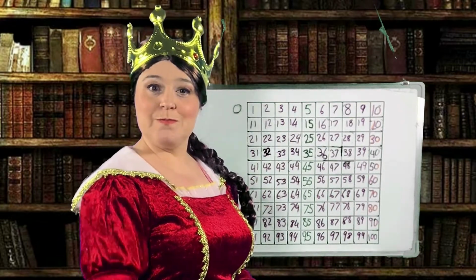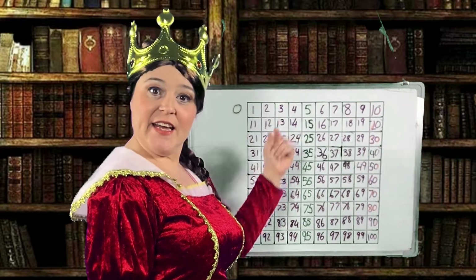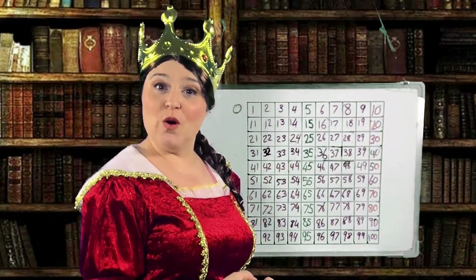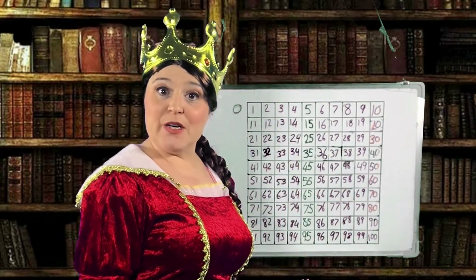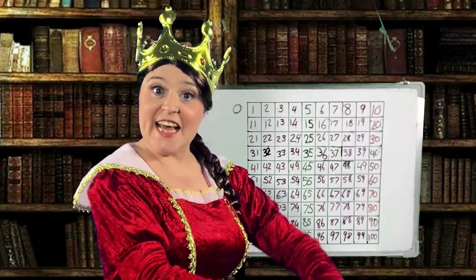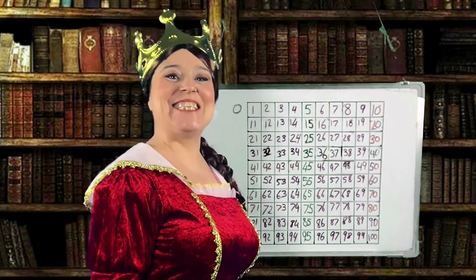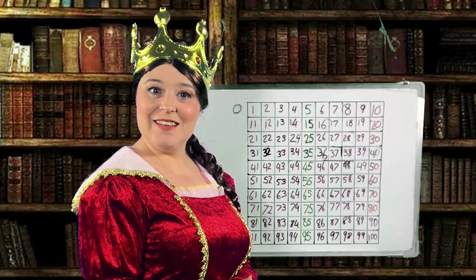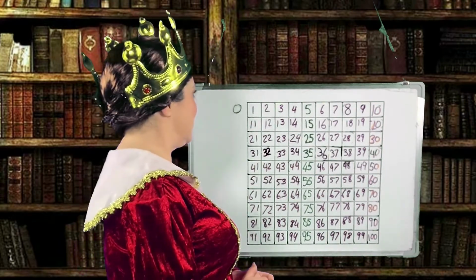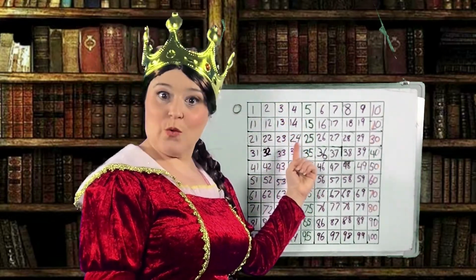So, on your whiteboard, starting from the number 3, count forwards in steps of 10. Write down all of the numbers, counting forwards in 10, starting from 3 until you get to the bottom of your number square. Remember, you are moving down your number square.